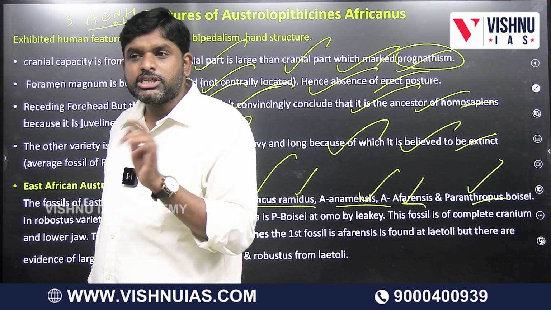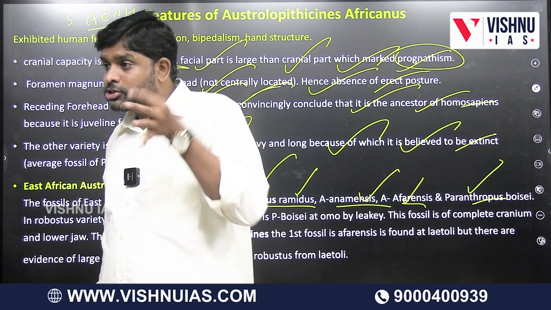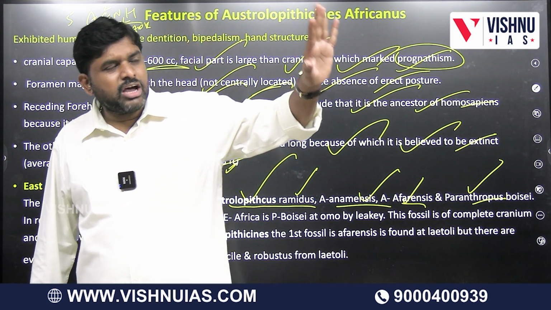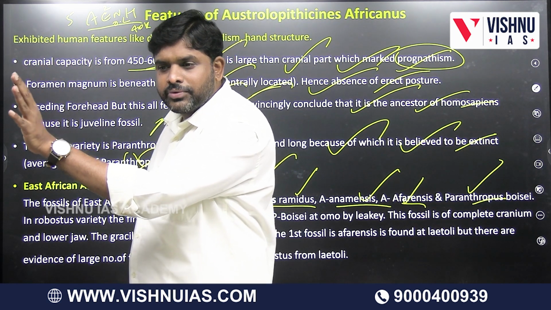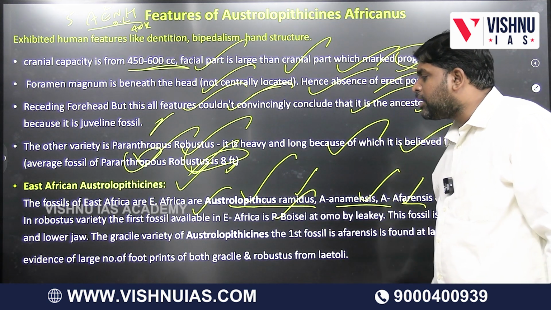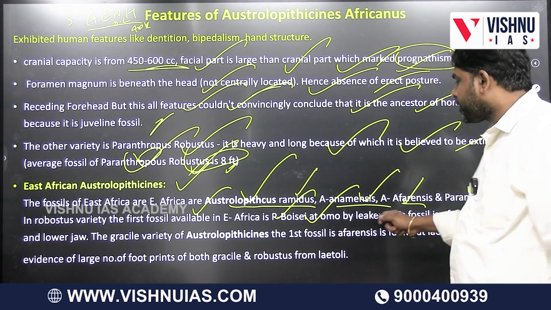The robustus variety which is found is Paranthropus robustus. East African fossils, South African fossils, Grezal variety fossils, robustus variety fossils. In the robustus variety, the first fossil available in East Africa is Paranthropus boisei at Omo by Leakey.